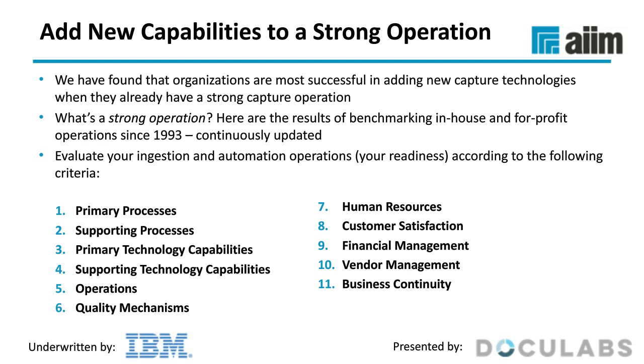I'm going to talk about the results of some of the benchmarking that we've done for in-house and for-profit operations since 1993. And we continuously update the evaluations so the bar keeps getting raised. The organizations we evaluate are mostly large financial services and insurance companies, and they are skewed to be high performers. They assess themselves, they're trying to get better, and so on. So the class curve is kind of messed up. It's pretty high performing. But even if you are mid-sized or just doing a single capture project, this would be helpful as a glorified checklist.